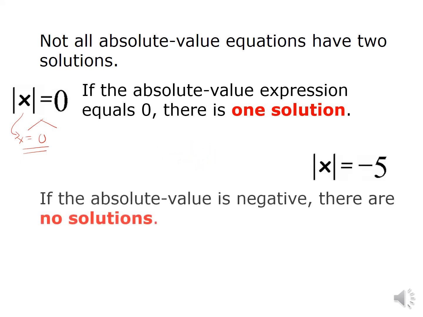Okay, and if an absolute value equals a negative number, there are no solutions. This is not possible because of the definition of absolute value. It's the distance from 0, and distance is always positive. Okay? And I just told you.